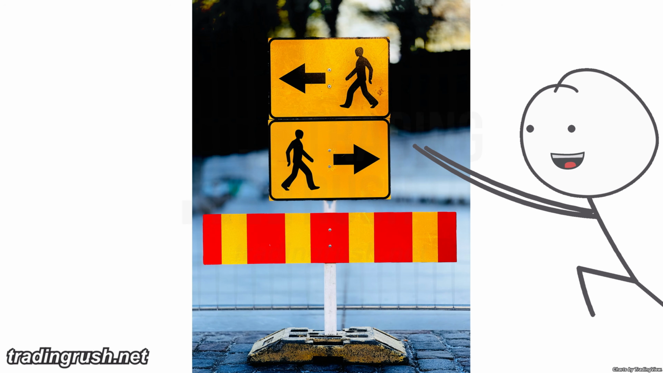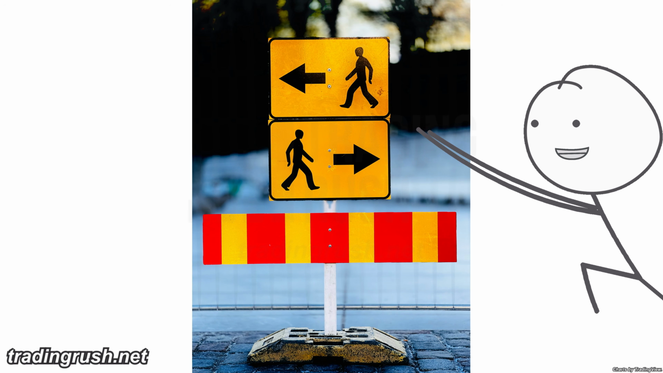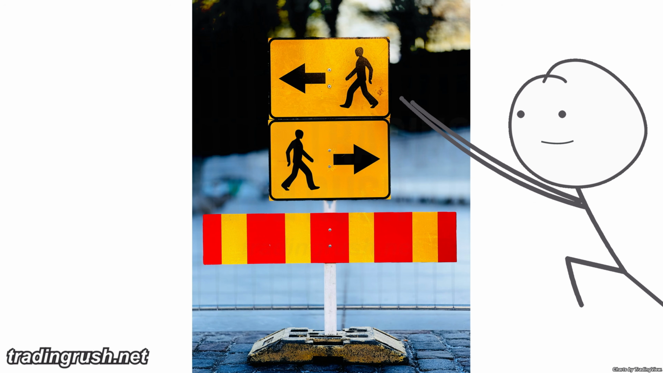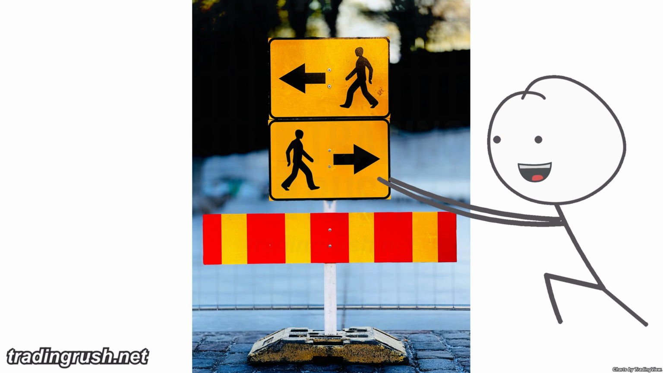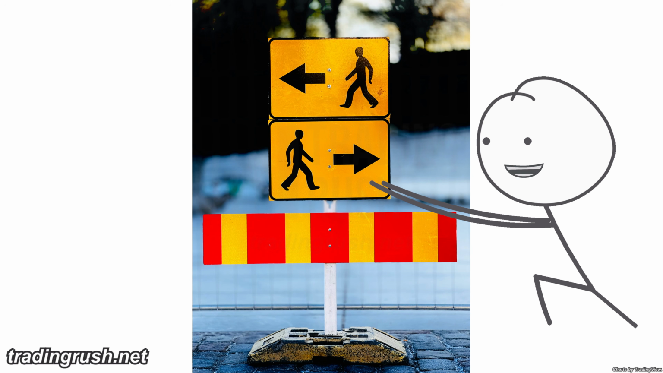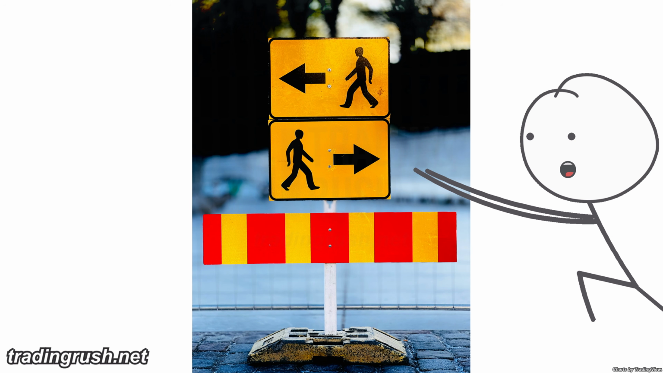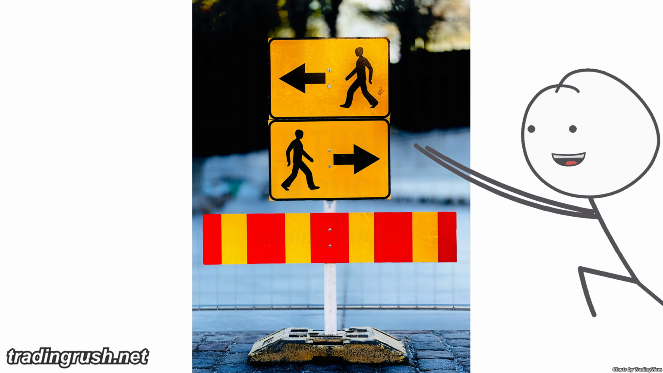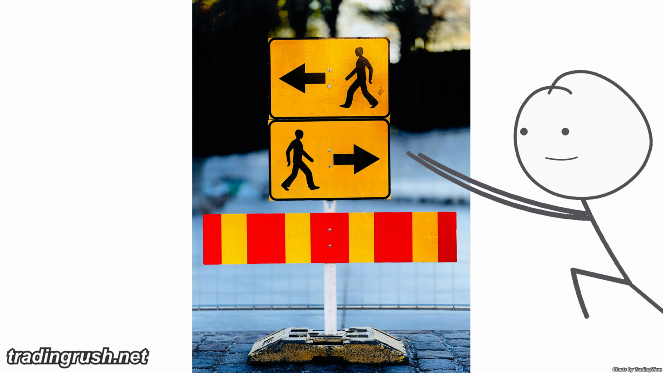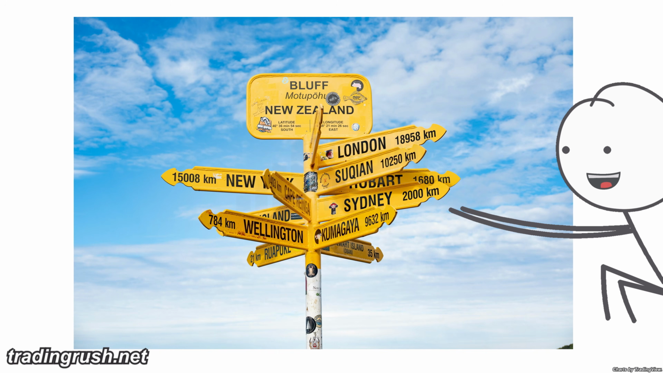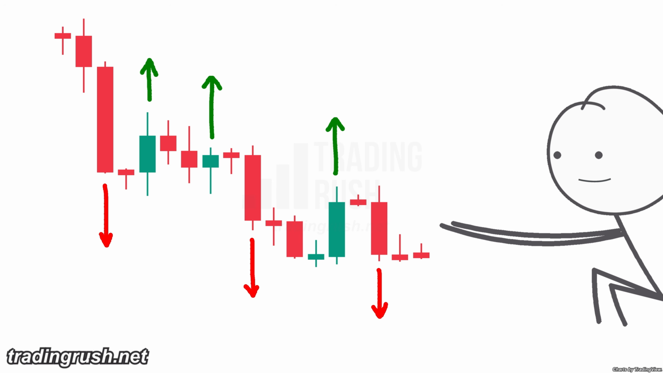But imagine you are traveling and you see multiple signs. One points left and says, this way, and another points right and says, no, go this way. Which one will you follow? You are completely frozen because you are getting opposite instructions from different sources. You can't move because every option contradicts the others. This happens constantly with candlestick patterns.